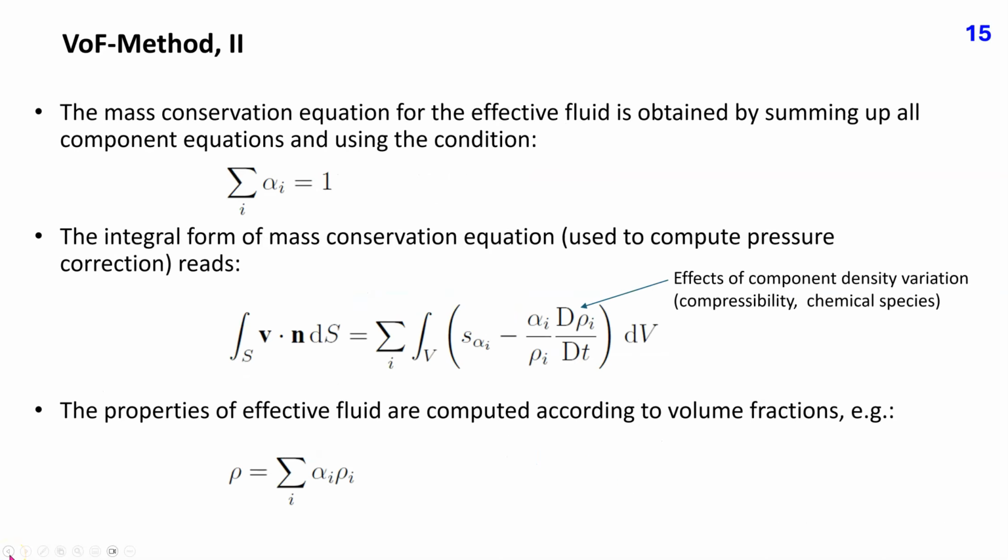The mass conservation equation for the effective fluid is obtained by summing up all component equations and using the condition that the sum of all volume fractions must be unity. The integral form of the mass conservation equation for the effective fluid, which is used to compute the pressure correction, is given by this expression. The last term on the right-hand side accounts for the effects of component density variation, for example, due to compressibility. All properties of the effective fluid are computed according to volume fractions. For example, density is equal to the sum of products of density and volume fraction of each component fluid.